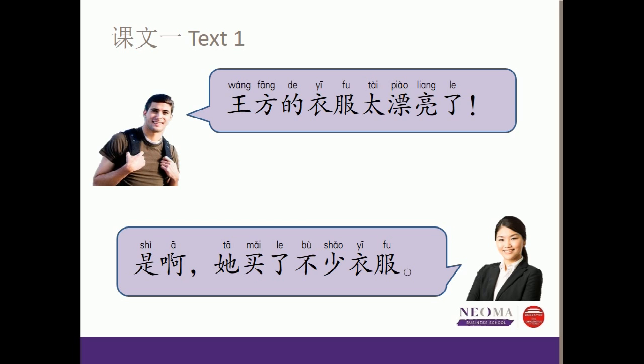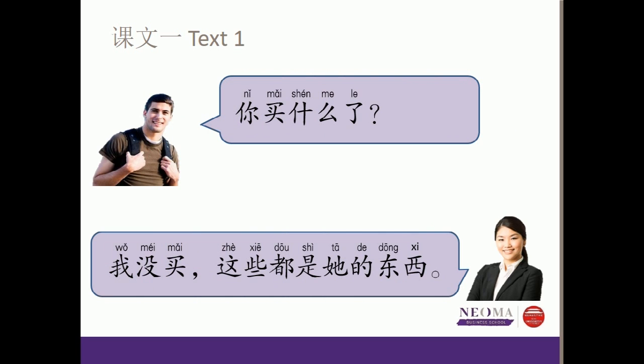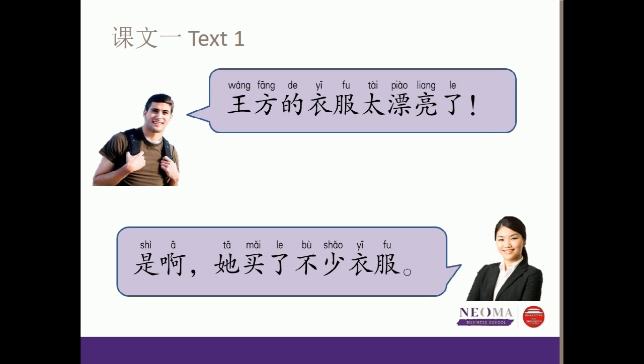她买了不少衣服. She bought quite a few clothes. 好, let's continue. 你买什么了? So, what did you buy? 我没买, I didn't buy. 这些都是她的东西. This, whatever she refers to, maybe just pointed at a pile of new clothes. And then said, 这些都是她的东西. These are all her stuff. Did you get it?